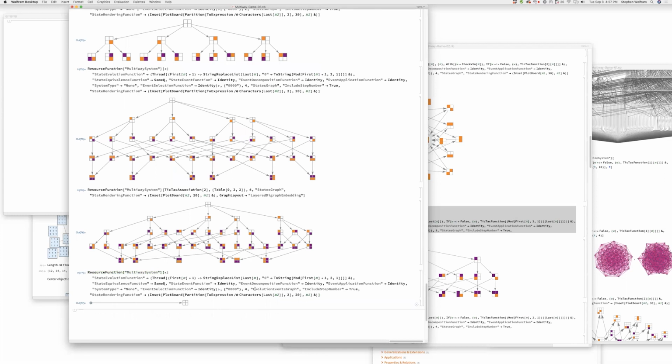You haven't specified an event function, an event application function, or an event decomposition function. But they're just strings, so we have defaults for those, don't we? Well, we do for a pure string substitution system, but you've set them all to be identity. Okay, but so what is the default for a string substitution system? Because that's what we want to use.